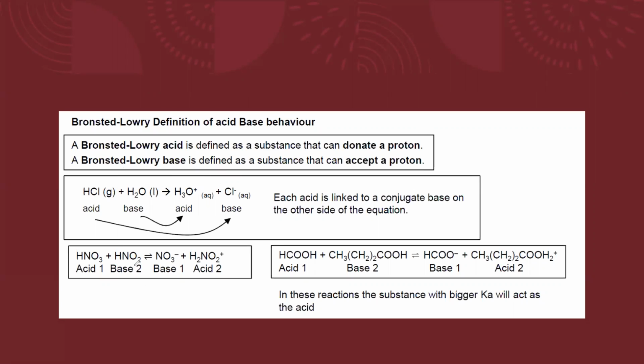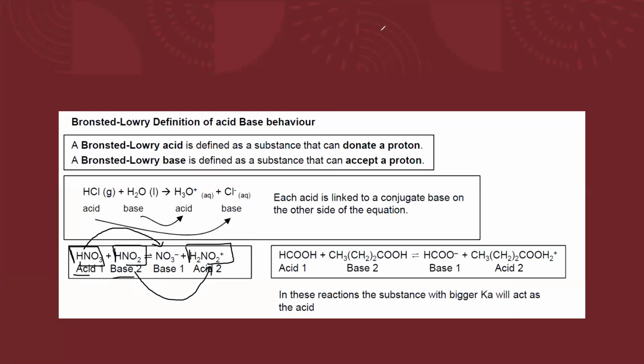In the same way, take HNO3 and HNO2, nitric acid and nitrous acid. When they react with each other, both are acids, but when we compare them, you can see HNO3 changes to NO3, so it donates a proton, whereas HNO2 becomes H2NO2, so it accepts a proton. So in terms of this reaction, HNO3 is acting like an acid, but HNO2 is acting like a base.